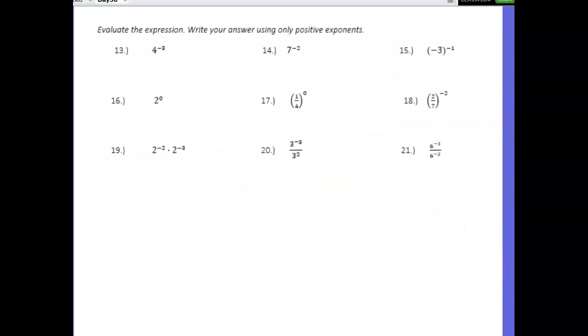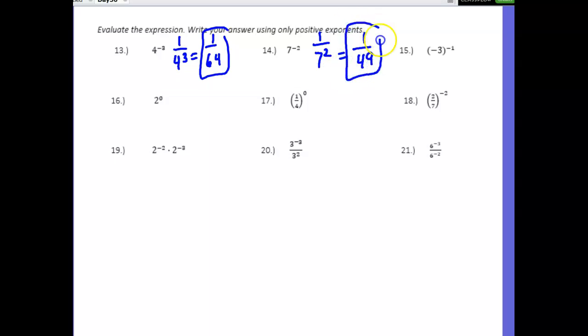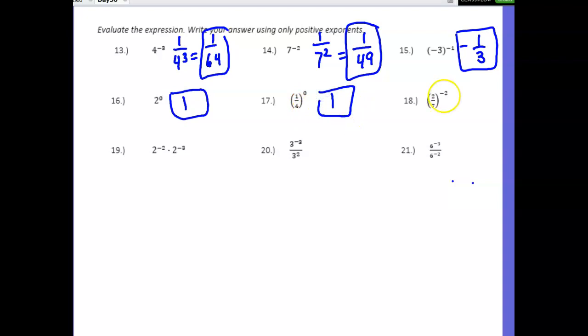Okay, so you should go through and practice these problems, and probably pause right now and then go back and check your answers. I'm just going to write some of the answers up. So this would be 1 over 4 to the 3rd, which would be 1 over 64. Okay, 1 over 7 squared would be 1/49. Okay, negative 3 to the negative 1 would just be negative 1/3. Okay, 2 to the 0 would be equal to 1. Okay, and 1/4 to the 0 would also be equal to 1. Here we're going to take the reciprocal of 2/7 and make it 7/2 and then square it. So we get 49/4.